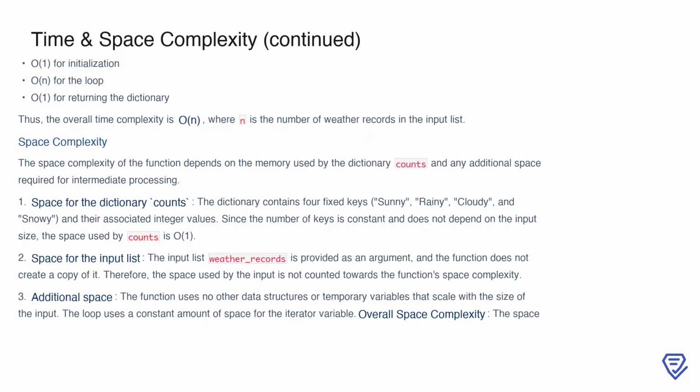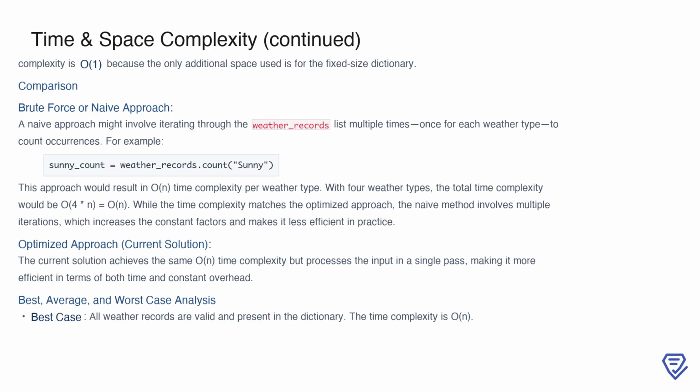Additionally, the function does not create any copies of the input list or use any extra data structures that depend on the size of weather_records. The loop itself only uses a constant amount of space for its iterator variable. Therefore, the overall space complexity of the function is O(1), as the memory usage does not scale with the size of the input. With this understanding of time and space complexity, let's compare this approach to a more naive method.